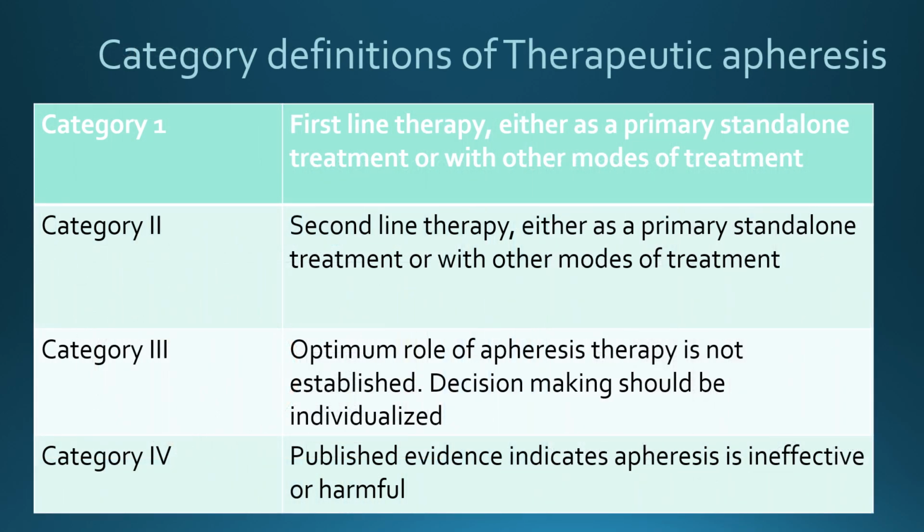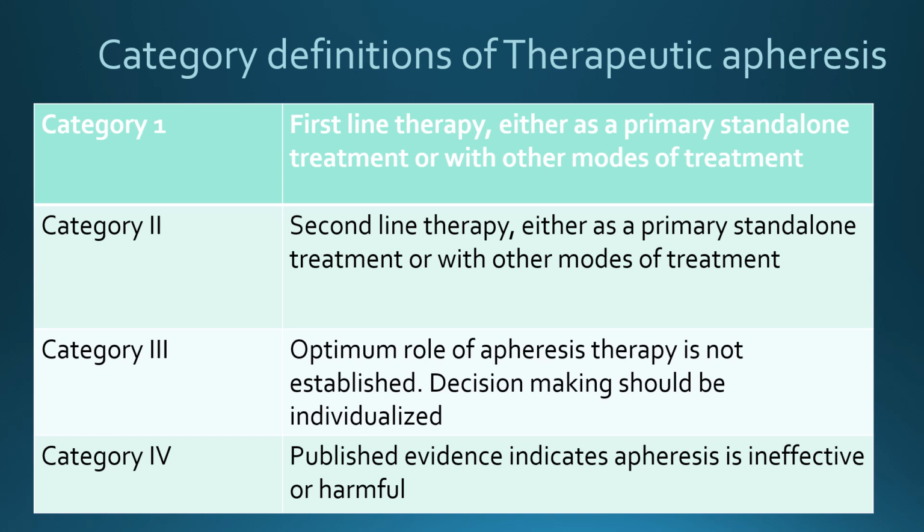There are different categories that define therapeutic apheresis. Category 1 is the first line therapy. Either you can use it as a primary standalone treatment or with other modes of treatment. Category 2 says that it is used as a second line therapy, either as a primary standalone treatment or with other modes of treatment as well, but it is mostly used with other treatment. Category 3 is where the optimum role of apheresis is not yet established. Decision is to be individualized.